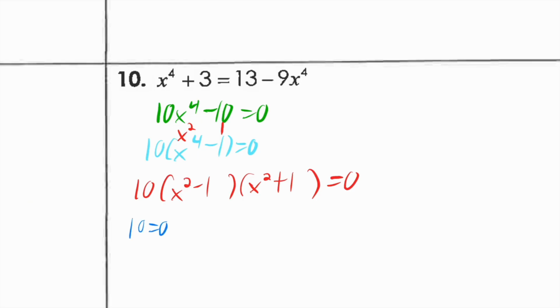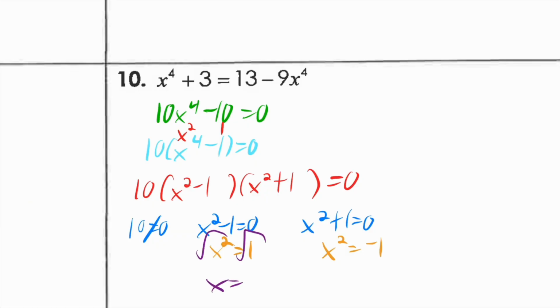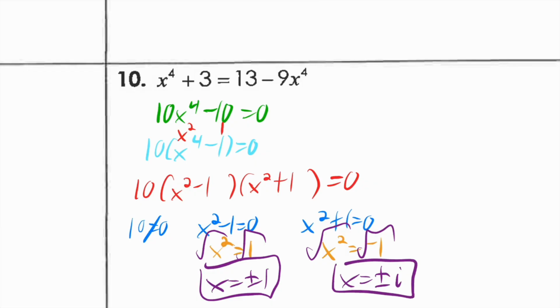So 10 equals 0. Nope, it doesn't. X squared minus 1 equals 0. X squared plus 1 equals 0. And I'll go ahead and work on solving this by adding 1 to each side in this middle equation and subtracting 1 on each side in the last equation. And then the square rooting, giving me x equals positive negative 1, as well as x equals positive negative i, for my 4 total answers.